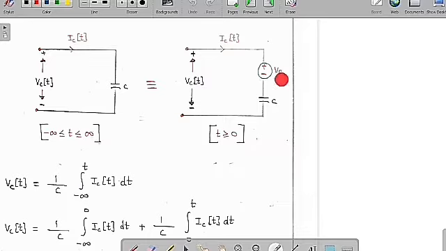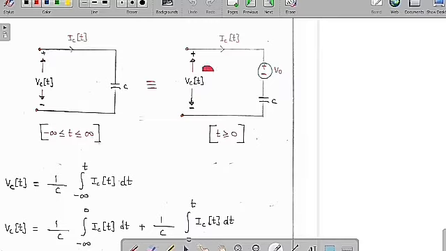So now I can replace this circuit into this circuit, which is here VC of t is equal to V0 plus this voltage will become 1 by C integration of 0 to t IC of t dt. So therefore it is a combination of these two things. So VC of t is equal to V0 plus 1 by C integration of 0 to t IC of t dt. This is for t greater than or equal to 0, but the circuit is for all the range, or simply we can say from minus infinity to t.